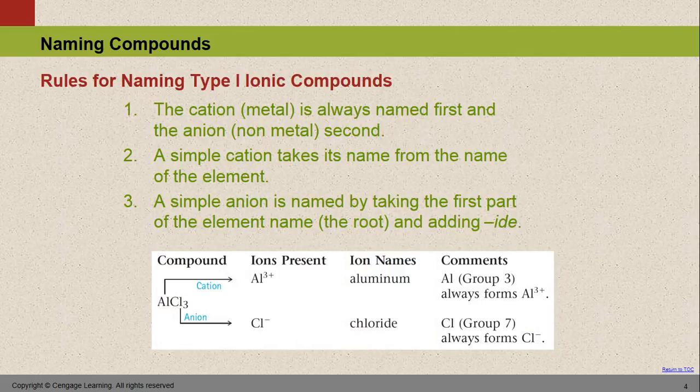The rules for naming type 1 ionic compounds are pretty simple. The cation, which is the metal from the left side of the periodic table, is always named first, and the anion, or the nonmetal, is always named second. A simple cation takes its name from the name of the element, so you just name the element that you see first. And then the anion is named by taking the first part of the element name, or the root of it, and then adding -ide.